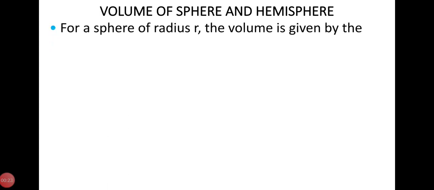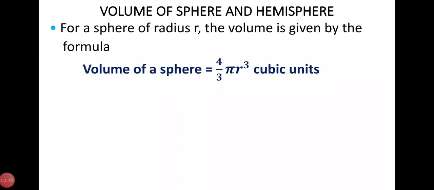For a sphere of radius r, the volume is given by the formula: volume of a sphere equals 4 upon 3 pi r cube cubic units. This is the formula which we use to find out the volume of a sphere.